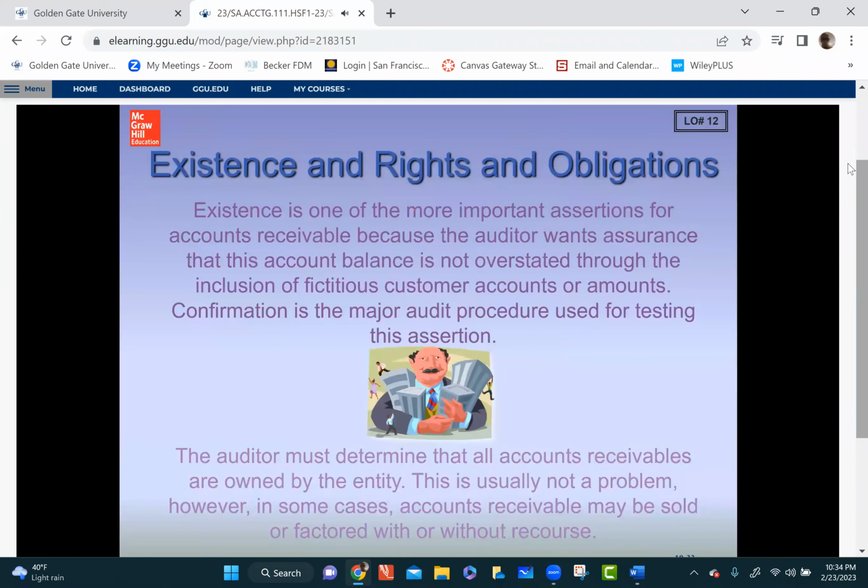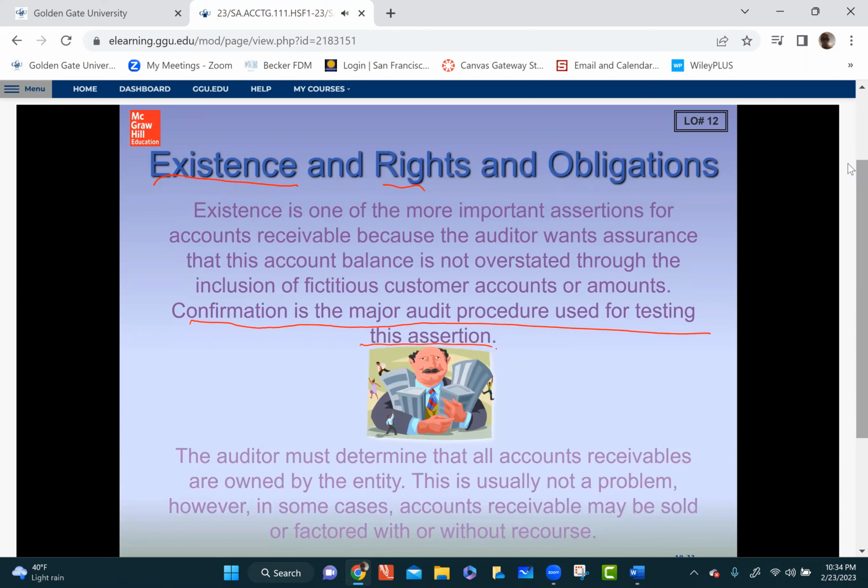So let's go ahead and take a look at that existence assertion. Also, it does help you with rights, because if the client's customer is coming back and saying, yes, I do owe on this account receivable, that means that the entity has the right to collect that. Okay, if they come back and say, well, no, because this is pledged to somebody else, then maybe the rights are not necessarily associated with that. You might find that out through confirmation. So confirmation is the best source for testing the existence assertion.